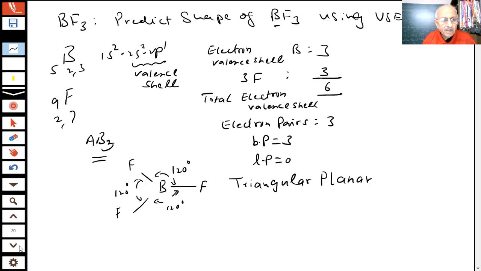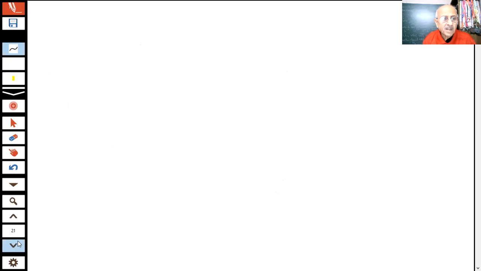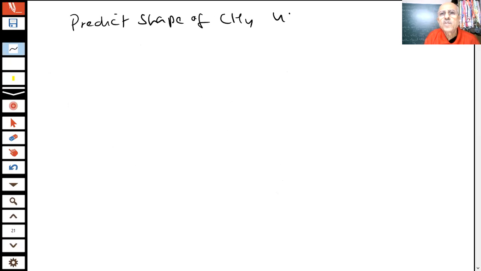Any course can be given. Now just see what we are doing, students. This is a triangular planar. And supposing, students, we want to predict the shape of CH4 using VSEPR theory. Carbon atomic number 6, you are saying 2, 4.